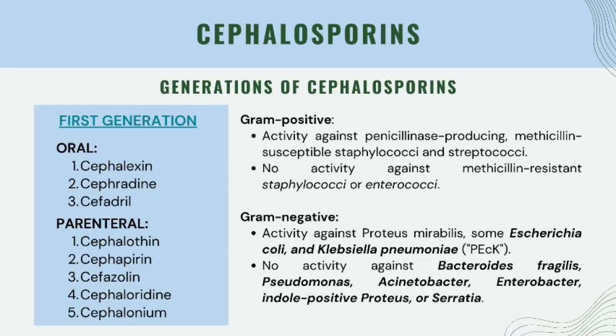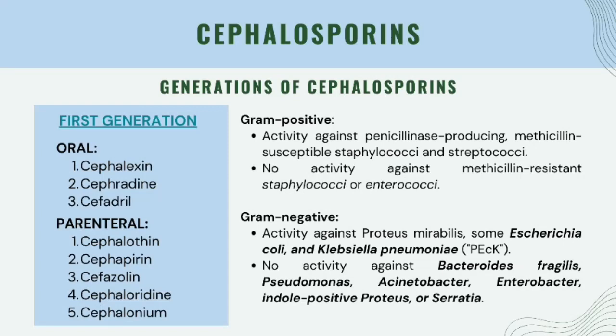In terms of spectrum of activity, the first generation cephalosporins display commendable activity against gram-positive cocci, including penicillinase-producing, methicillin-susceptible Staphylococcus aureus, and various Streptococcus species. It is important to note, however, that these agents are not the first line of treatment for such infections and exhibit no activity against methicillin-resistant Staphylococcus aureus or Enterococcus species.